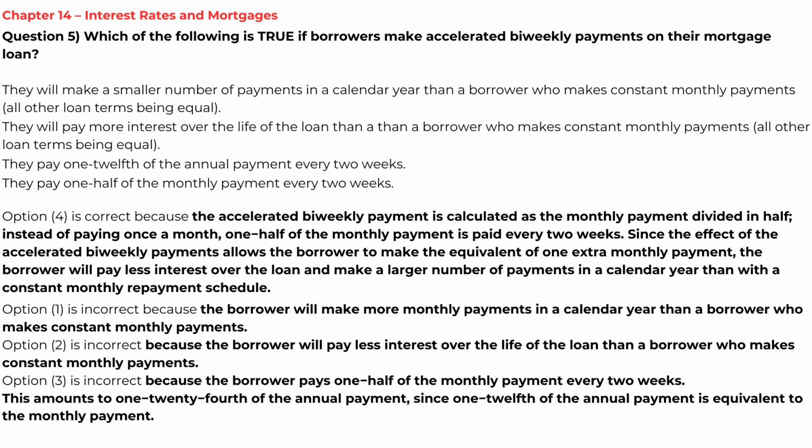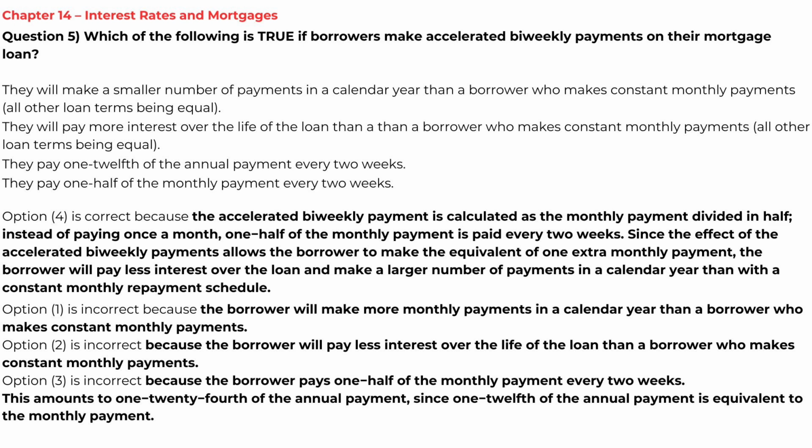Option 1 is incorrect because the borrower will make more monthly payments in a calendar year than a borrower who makes constant monthly payments. Option 2 is incorrect because the borrower will pay less interest over the life of the loan than a borrower who makes constant monthly payments. Option 3 is incorrect because the borrower pays 1/2 of the monthly payment every 2 weeks.